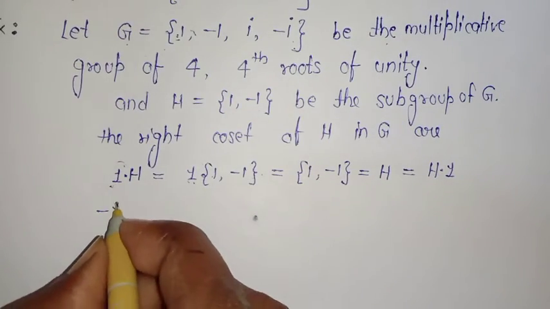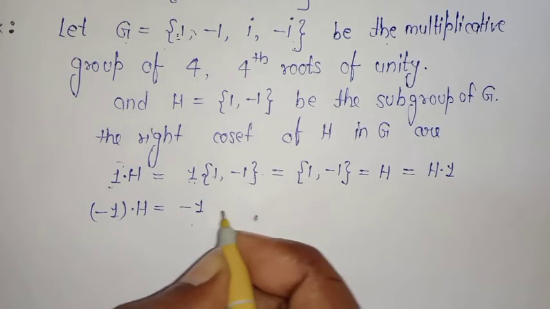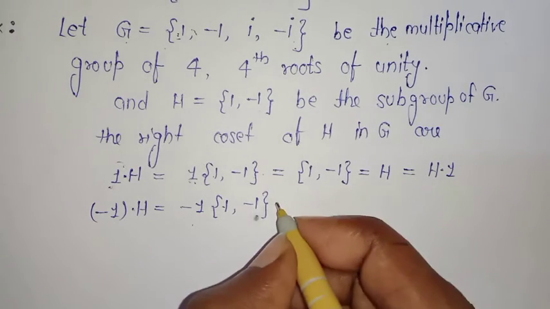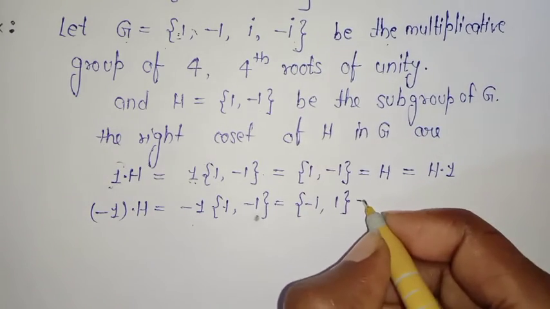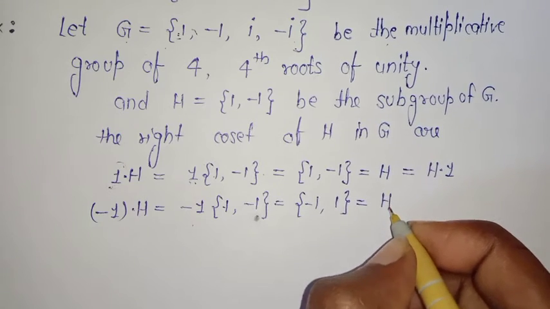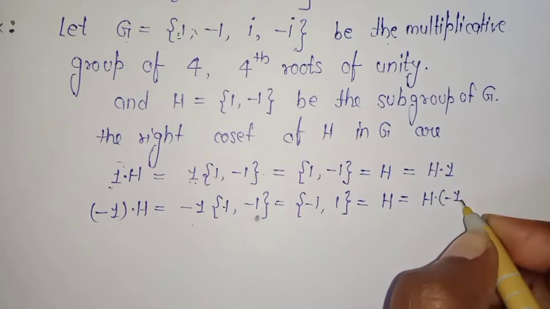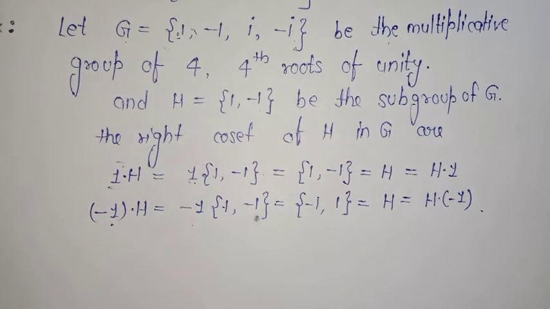So this becomes minus 1 into H, that is, minus 1 is multiplied with every element of the subgroup H, and if we multiply this we get minus 1 comma 1, and that is equal to again H, and that is equal to H dot minus 1. So again you can see the left coset is equal to the right coset.